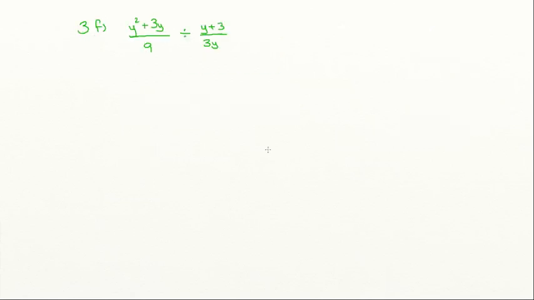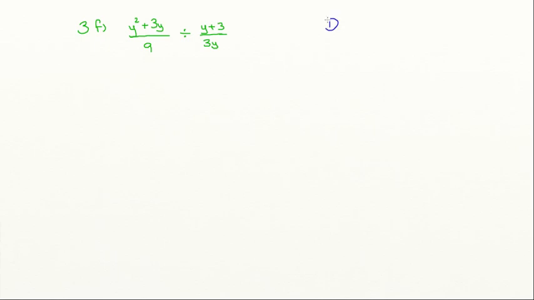3F, divide. Simplify answers if possible. Assume the denominators do not equal 0. F: y squared plus 3y over 9 divided by y plus 3 over 3y. Now remember, when we're dividing by a fraction, you take the inverse of the second fraction. So let's rewrite this as a multiplication.